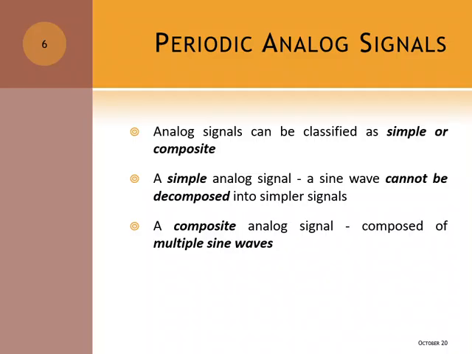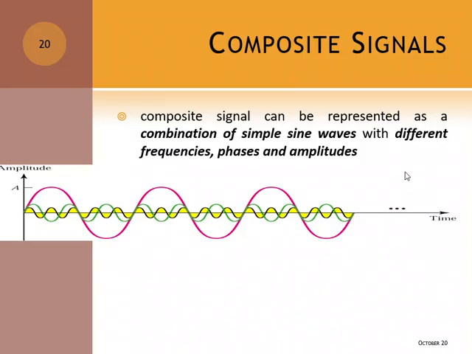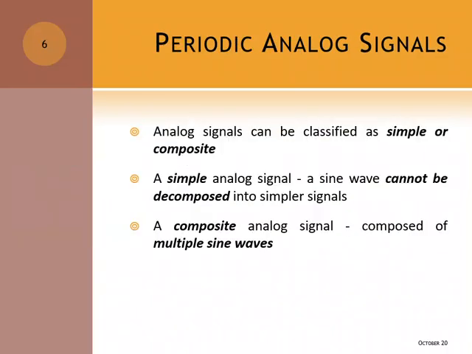Let me show you. This is one example of composite signal. Composite signal can be represented as a combination of sine wave with different frequencies, phase and amplitudes. I will explain later what is frequency, what is phase and what is amplitude. So sekarang kita dah tahu signal terbahagi kepada analog and digital, then boleh jadi periodic ataupun aperiodic, dan satu lagi sama ada simple ataupun composite.